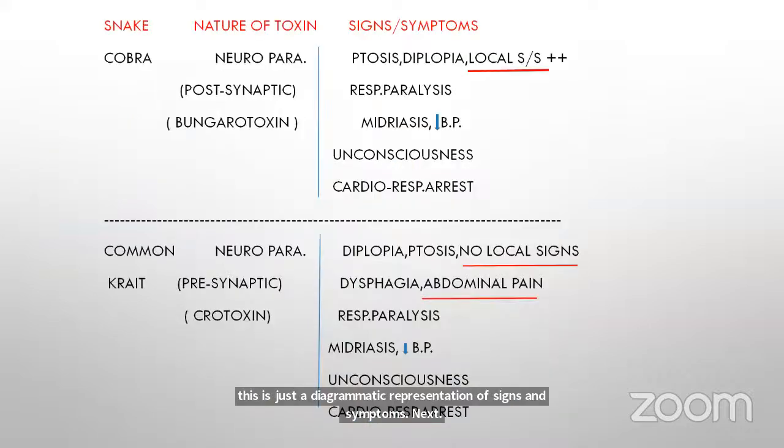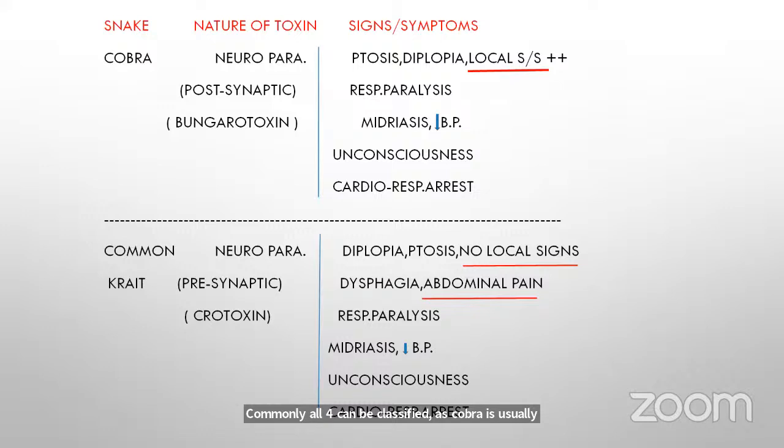Commonly, all 4 can be classified as follows. Cobra is usually a neuroparalytic snake. Always remember. It causes ptosis, diplopia, then respiratory paralysis, hypotension, and the patient ultimately goes into an unconscious state and cardiorespiratory arrest. Common krait again is neuroparalytic, but I told you that there are no local signs. So that's the way we distinguish between cobra and common krait.